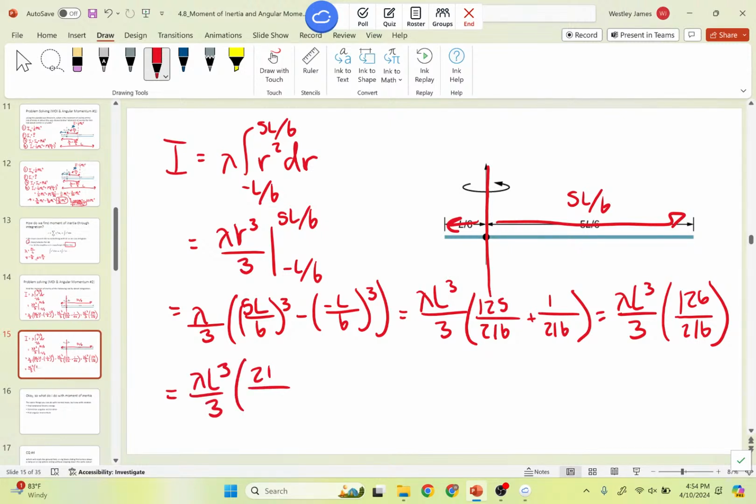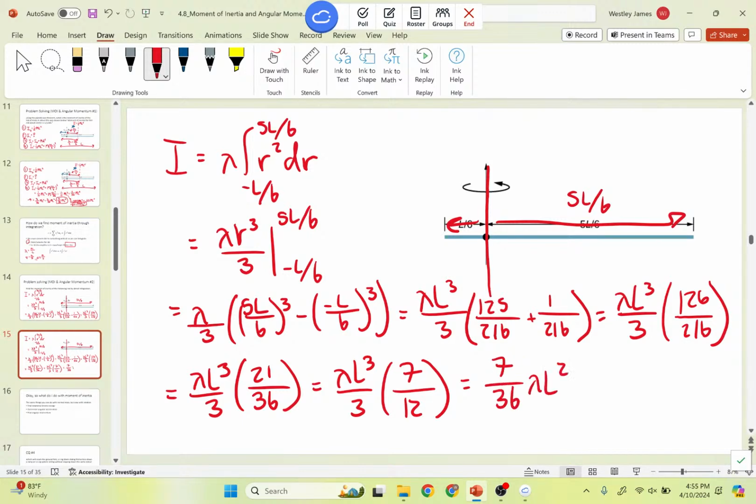So this is 21 over 216 divided by 6, which is 36. Those are also divisible by 3 again. This seems involved, but this is how I look at it, I don't have a bunch of crazy factors memorized in my head. These are each divisible by 3, so that's 7 over 12. Oh my gosh, it's all coming together, y'all. 7 over 36 lambda L squared, or cubed.